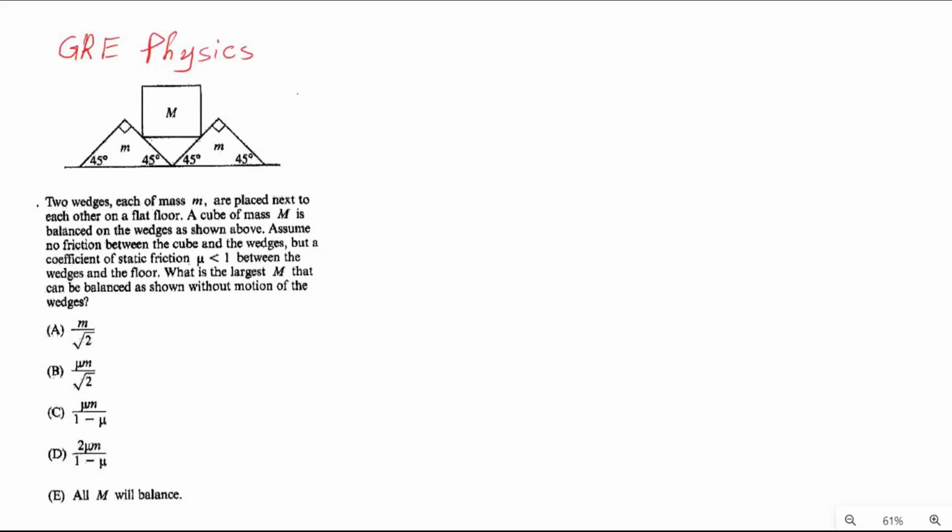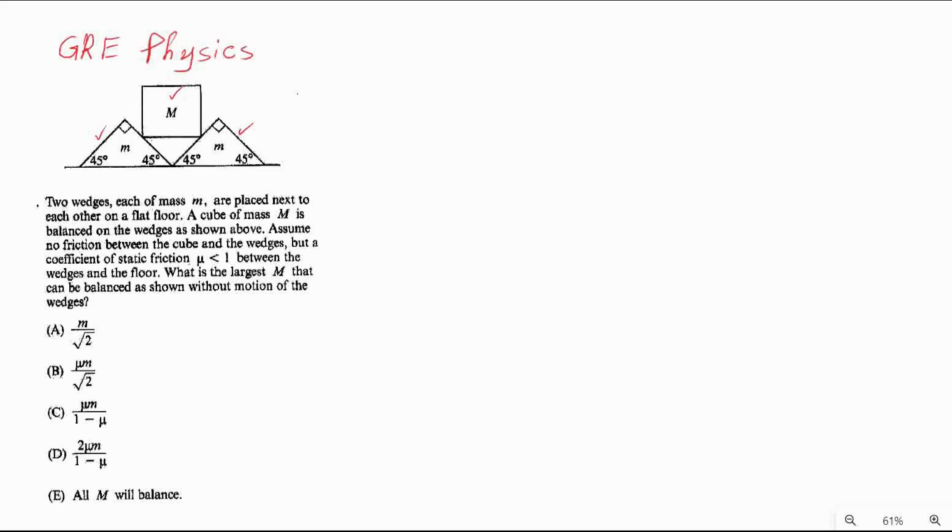Hello everybody, we got a problem here in basic mechanics to solve. In this problem, we are given two wedges, each of mass small m. These are the wedges, this one and this one. They are placed next to each other on a flat floor. A cube of mass capital M, this one, is balanced on the wedges as shown in the figure.